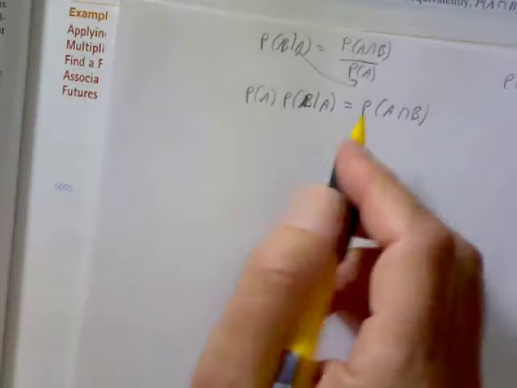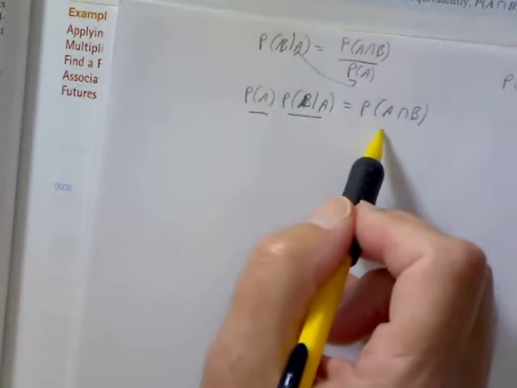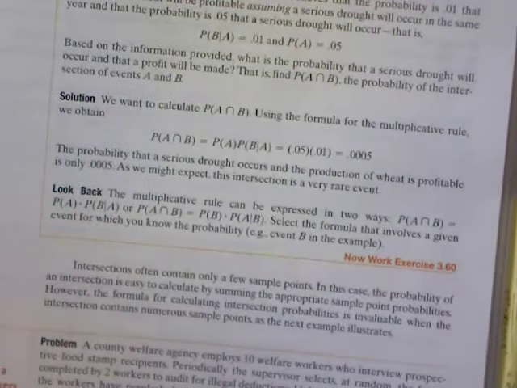And where this is useful is sometimes you're given this and you're given this. You just multiply them together and you can come up with that. And that's what this next problem here does. So you can work through that, and it's pretty straightforward.